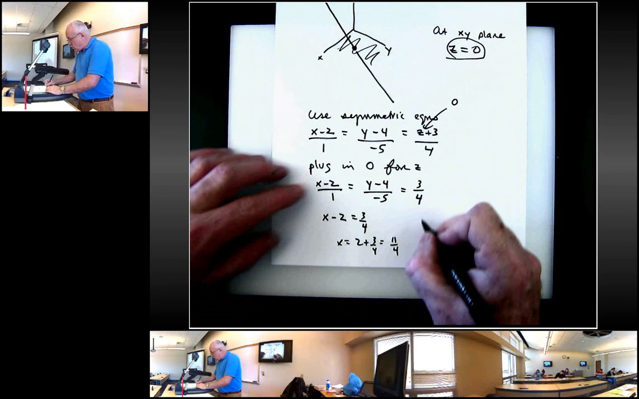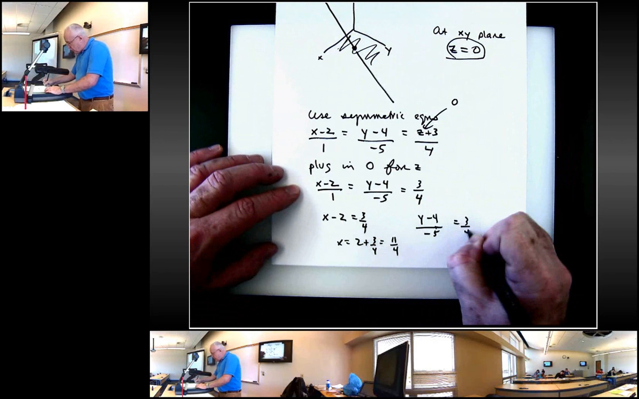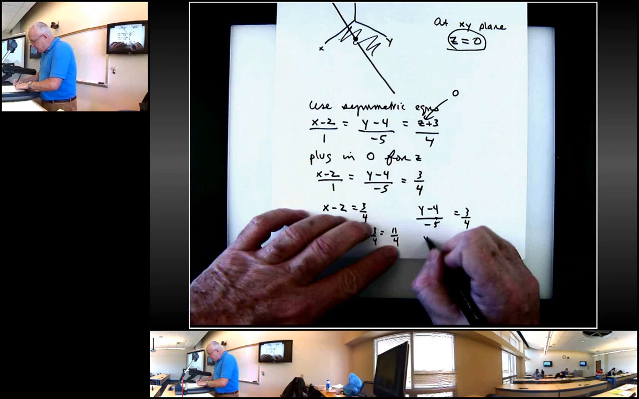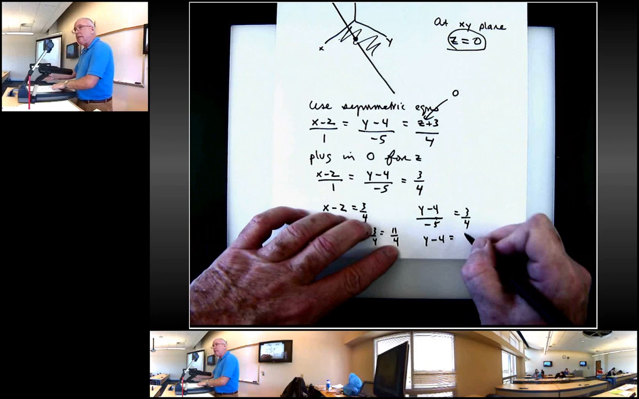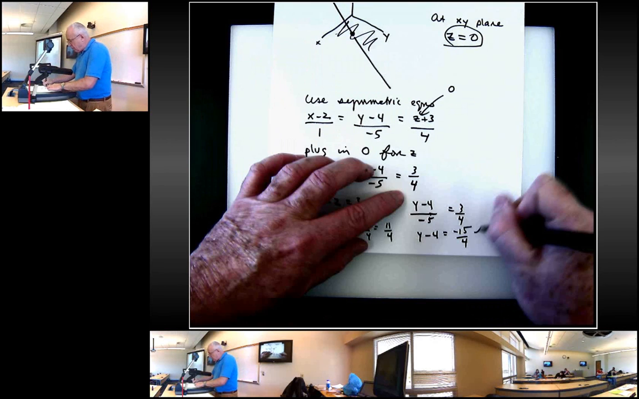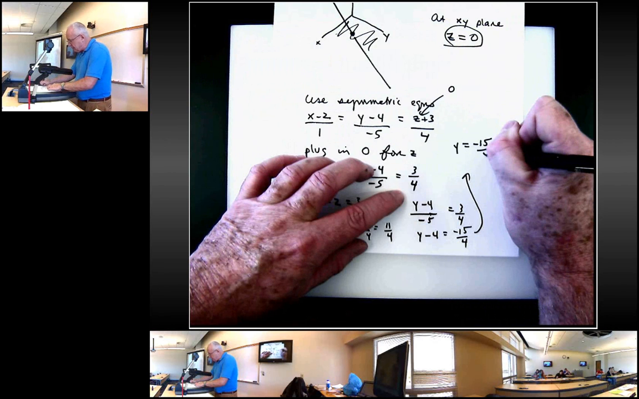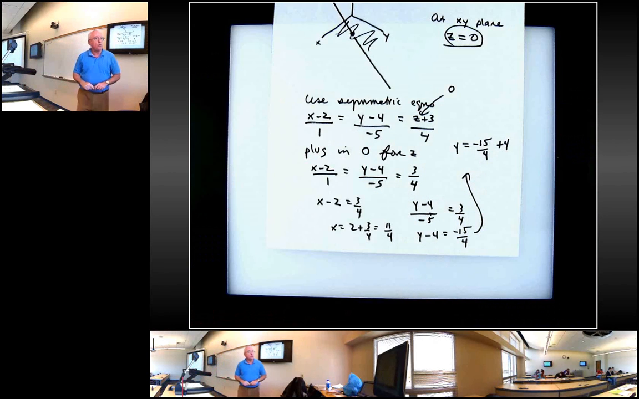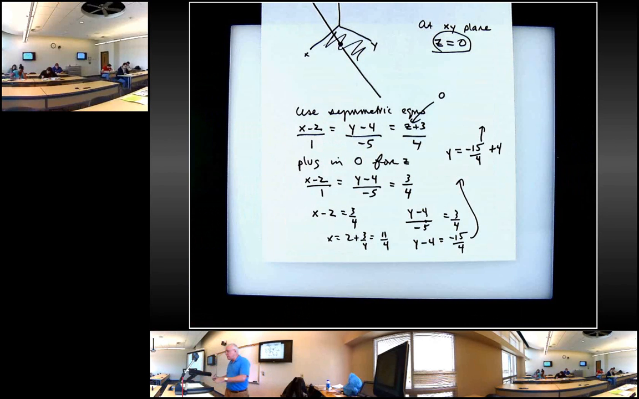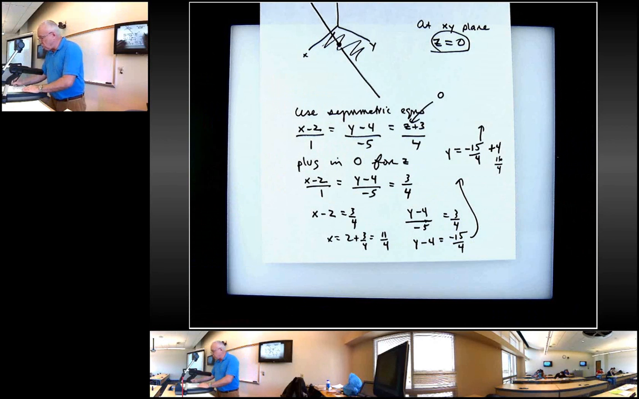And then the second one, y minus 4 over negative 5, that's got to equal 3/4 also. So let's solve for y. We get y minus 4 equals what? Multiply by minus 5, minus 15 over 4. Add 4. Y is equal to minus 15 over 4 plus 4. And so what's that going to turn out to be? 1/4. Because 4 is 16 over 4. Get a common denominator, so that's equal to 1/4.